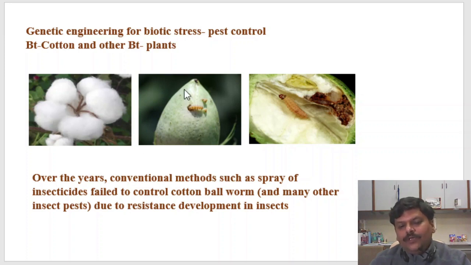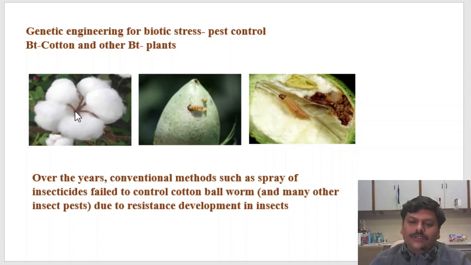So before a cotton boll is formed, it enters inside the developing fruit of cotton, and it finishes everything inside. And when the plant matures, there is nothing left as far as cotton is concerned, and the farmers get huge losses. The conventional method is providing plants with protection by spraying them with insecticides or pesticides.